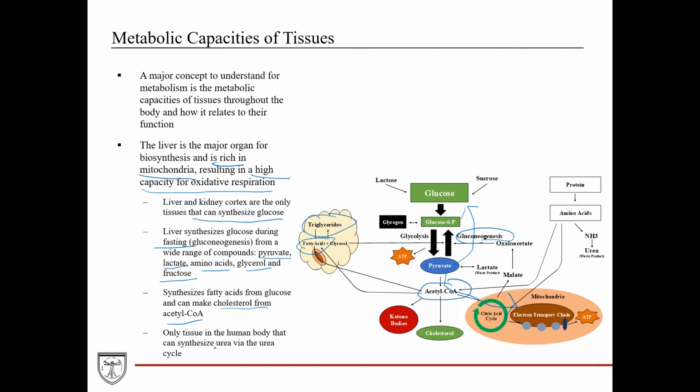The other thing about liver is it's the only tissue in the human body that can synthesize urea via the urea cycle. So you remember here, amino acid metabolism produces ammonia, which is then used in the liver as part of the urea synthesis process, which is then excreted in the urine as a waste product.